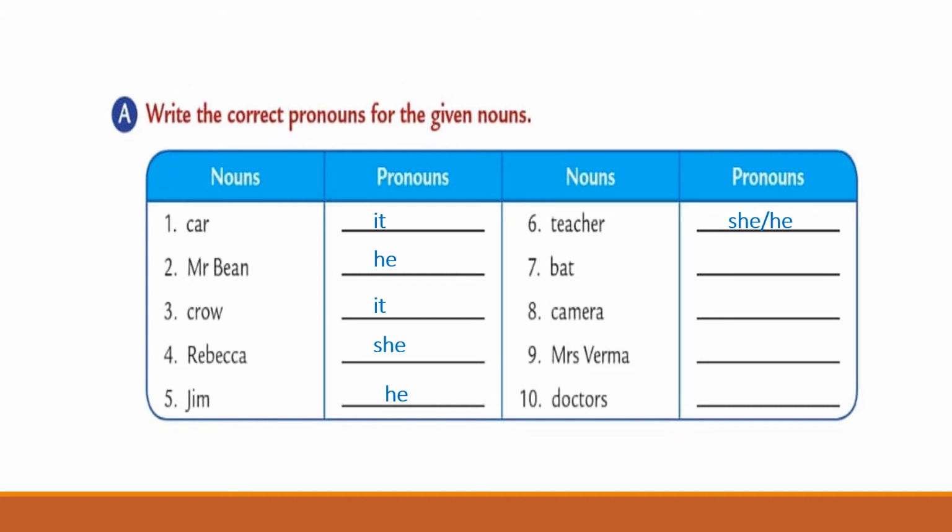Now seventh is a bat. So which pronoun are we going to use? Yes, bat is also a bird just like crow. Take a guess. Yes, it. Now these three parts you will do on your own.